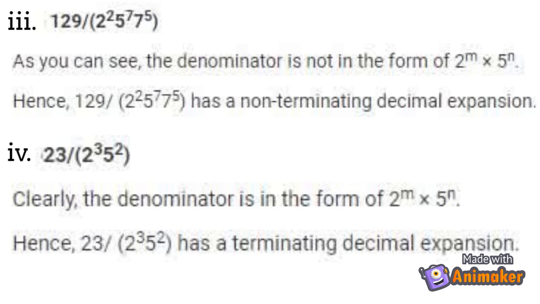Okay. So let's see the next example, that is 23 divided by 2 to the power 3 into 5 to the power 2. Clearly it is shown here that it is in the form 2 to the power m into 5 to the power n. The denominator is in this form only, so it is a terminating decimal expansion.